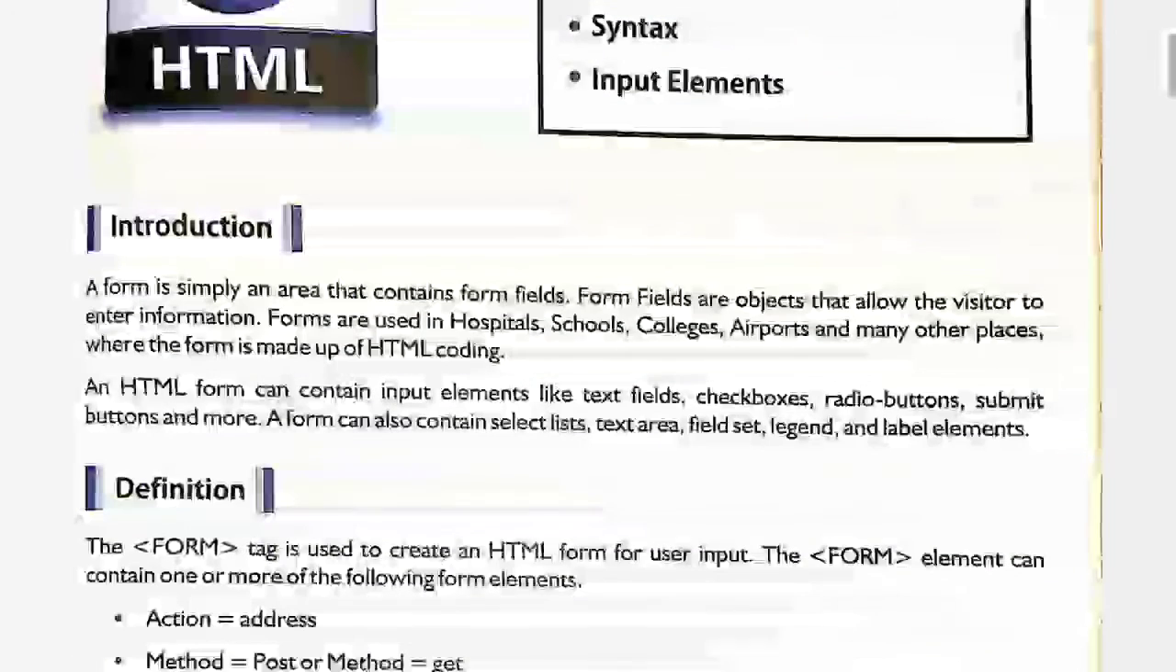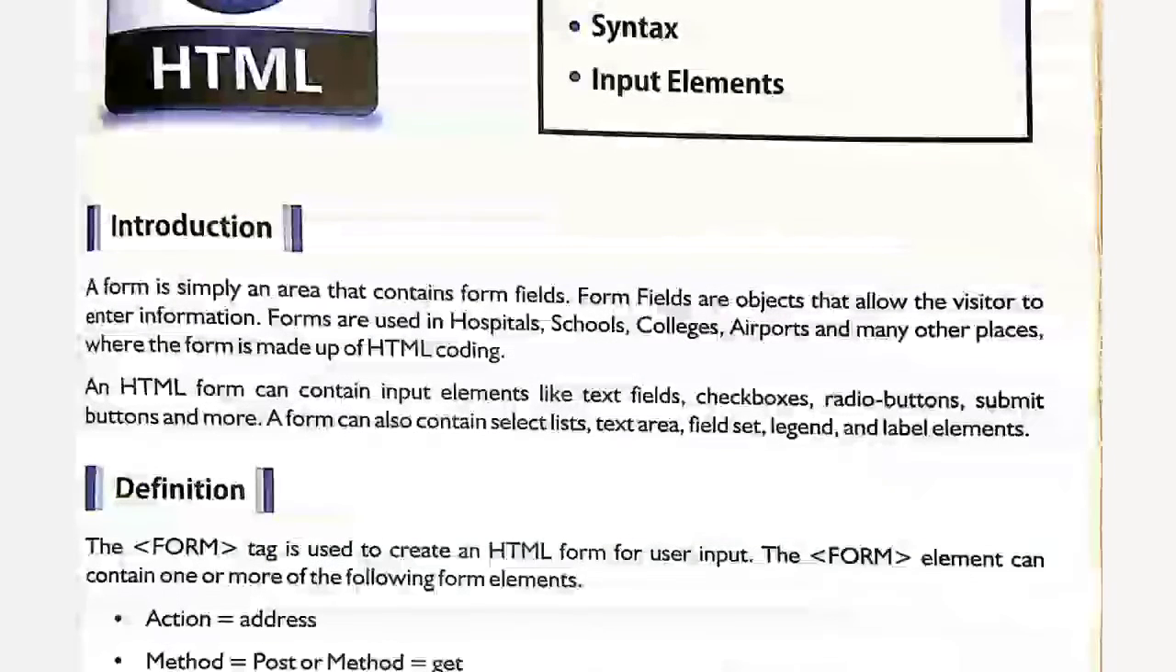So, form fields. Okay, so there are some form fields that are there to collect some data from the user. Okay, so the input elements like text field, checkbox, radio button, submit button, and more are there. The form also contains select list, text area, field set, and label elements. Okay, so these are all the elements that we are going to see in this chapter.